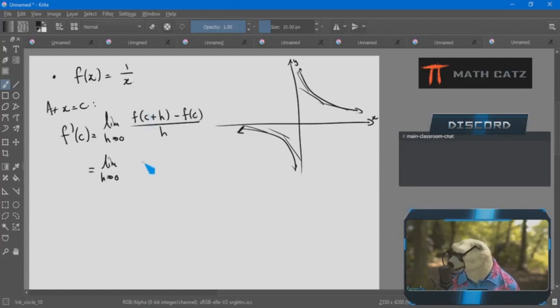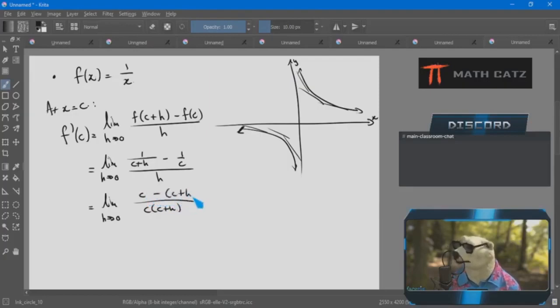So I have 1 over x. So this is 1 over c plus h minus 1 over c, all over h. I'm still dividing by 0, so I can't plug in the limit value here that I'm interested in. So I have to keep simplifying until I make some progress, which means I have to put the top 2 fractions together over a common denominator, which is just their product. Then it will be c minus c plus h.